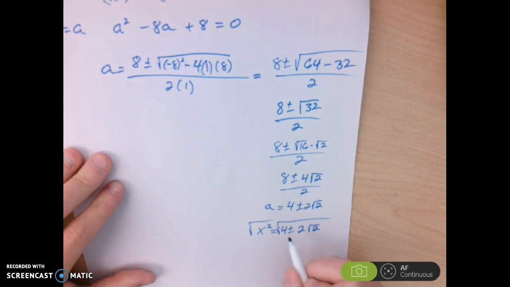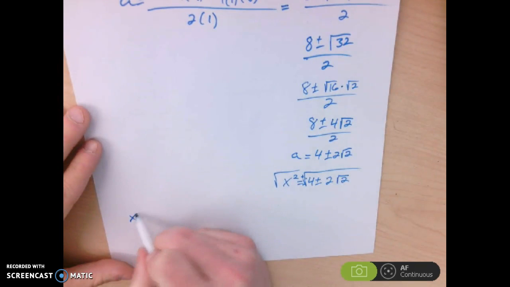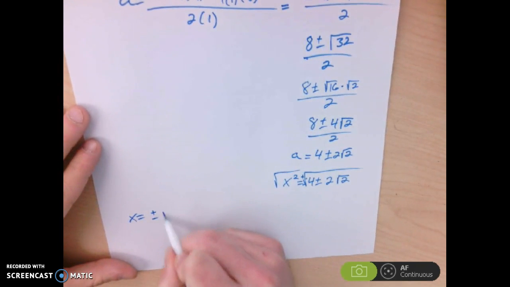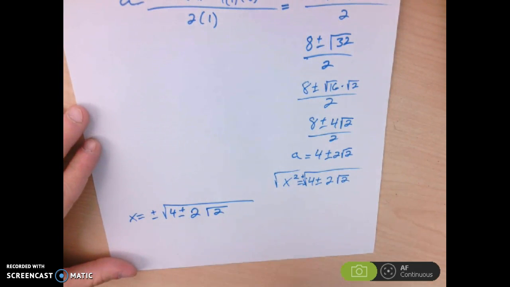So remember, when I do the square root, I have to do plus or minus the square root. So really what we get is x equals plus or minus the square root of 4 plus or minus 2 square roots of 2. So there are going to be 4 different answers for this.